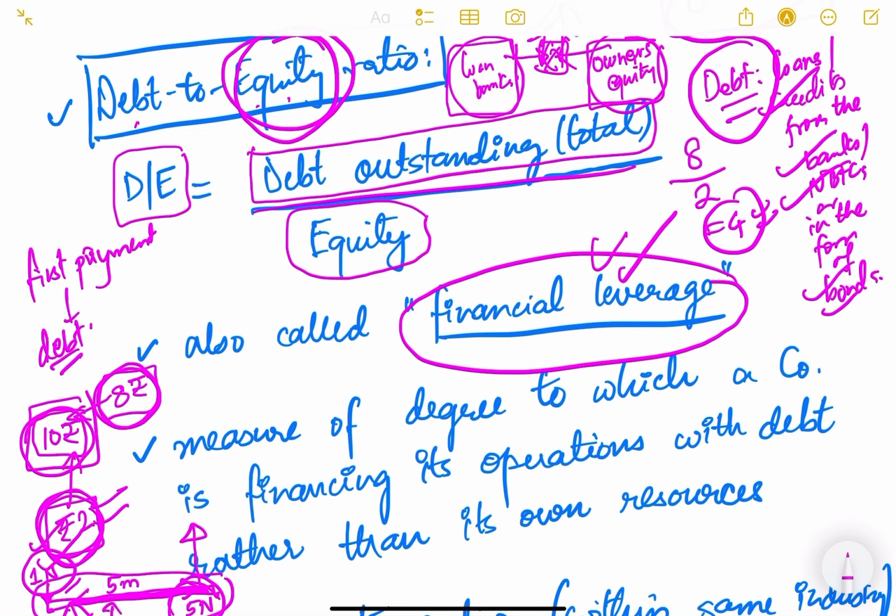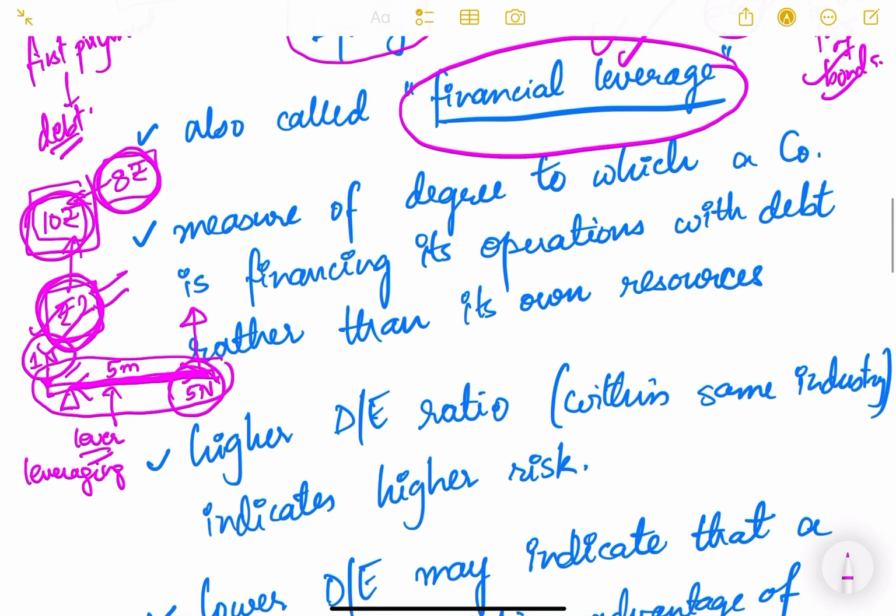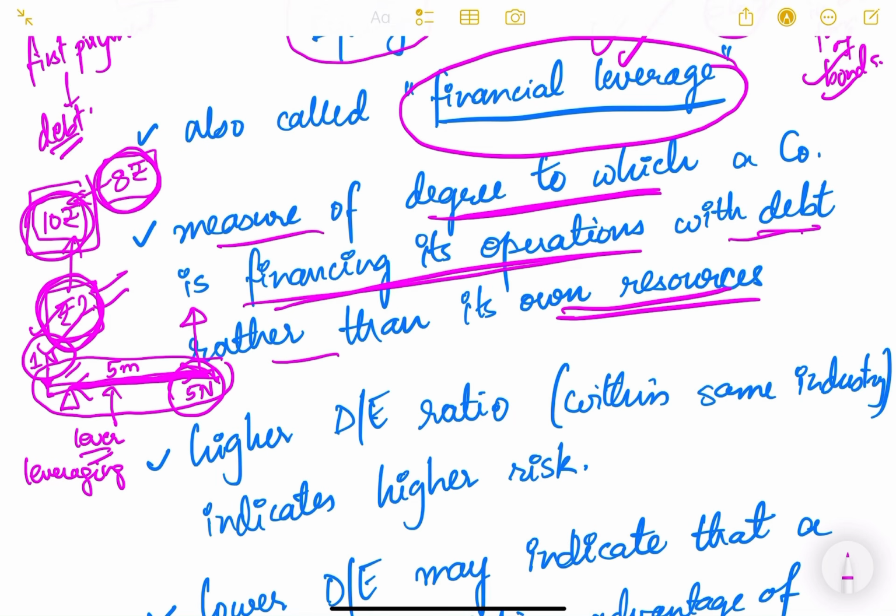So what does it tell you? That you have a financial leverage of 4. That means you have taken 4 times the loan as your own money. So the debt to equity ratio is a measure of the degree to which a company is financing its operation with debt rather than its own resources. As we already know, for example, if debt is 10 and equity is 2, the debt to equity ratio becomes 5. So what does it mean? It says the degree to which a company is financing its operation with debt.